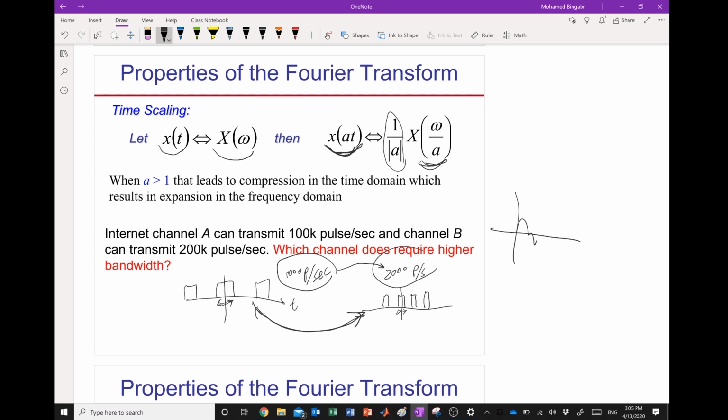If I give you a signal like this in the time domain, and it has a frequency, let's say up to 2,000 hertz. Now, if I compress this signal, it will fluctuate a lot now in a small period of time. And fluctuation means it contains high frequencies. So the spectrum of this one now, instead of just 2,000, probably will be 4,000. So in the time domain, you compress it. In the frequency domain, you expand it. And that's the property of time scaling.